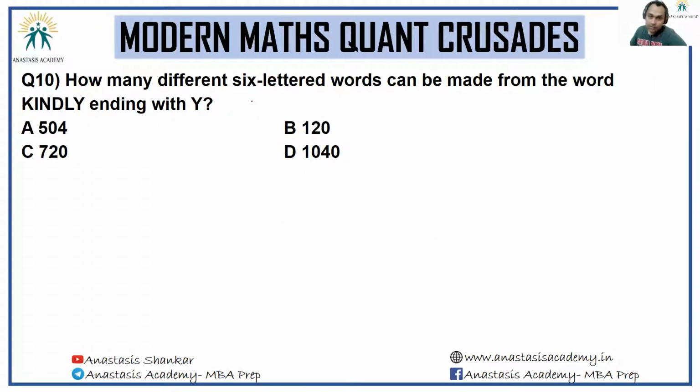Next one, how many different 6 letter words can be made from the word kindly ending with a Y? All 6 letters are different. Y is placed at the end. So basically the first 5 letters have to be rearranged. 5 letters can be rearranged in 5 factorial ways. So answer will be option B, 120.